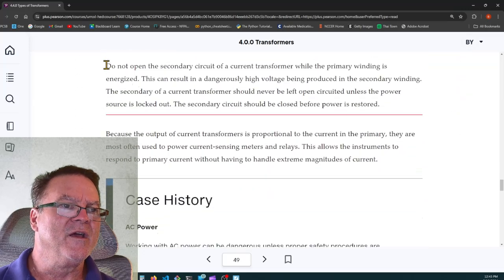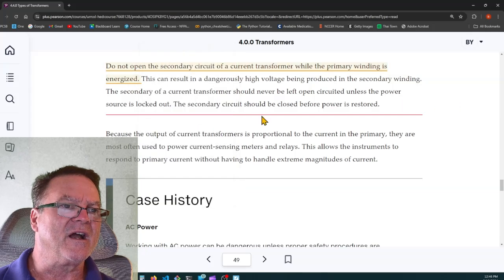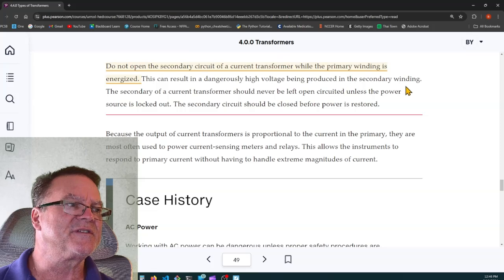Warning: do not open the secondary circuit of a current transformer while the primary winding is energized. That's definitely a highlight. This can result in a dangerously high voltage being produced in the secondary winding. The secondary of a current transformer should never be left open circuited unless the power source is locked out. The secondary circuit should be closed before power is restored.